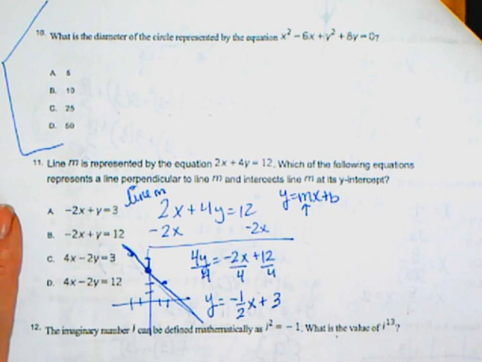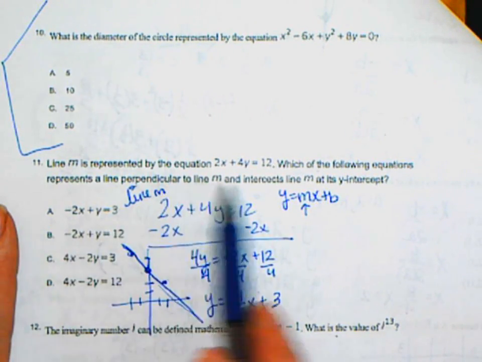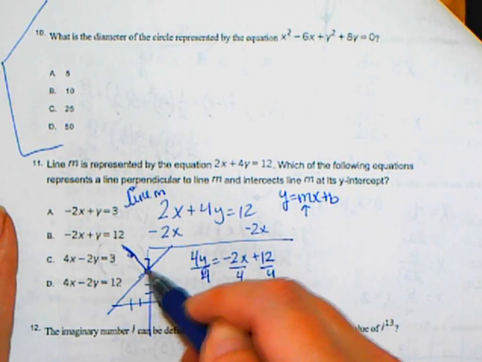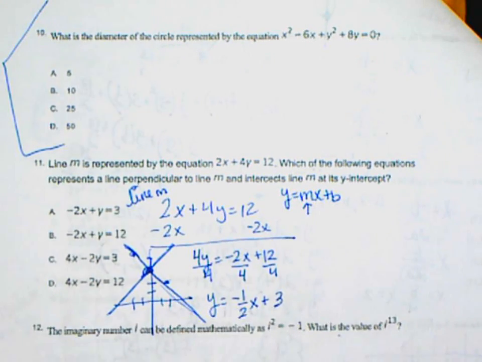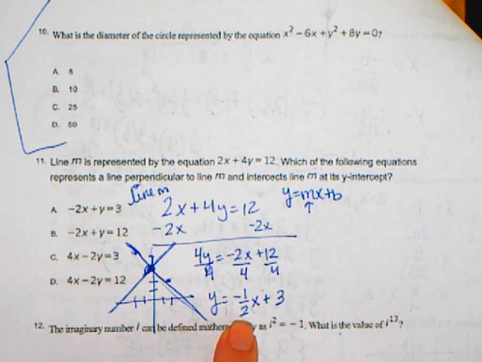Not only does it have to be perpendicular, it says which of the following equations represents a line perpendicular to line M and intersects at the y-intercept. So it's got to be perpendicular and it's got to cross at the y-intercept. So basically, one of these equations has to have a slope. Since this slope is negative 1/2, the negative reciprocal would be positive 2 over 1, which is positive 2. And we want them both to cross at the y-intercept of 3. So I'm looking for an equation that's y equals 2x plus 3.